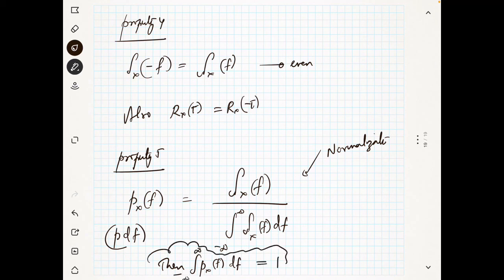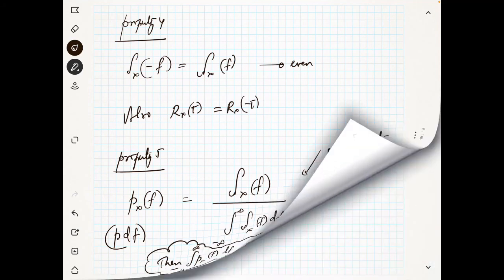It is because of this. Okay, now this is another property. Now we will see a problem: how to find the power spectral density if you know the autocorrelation function.